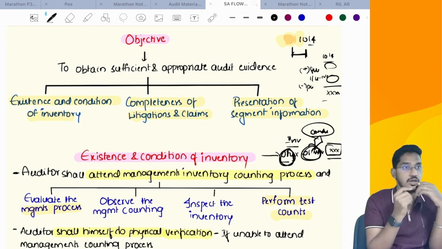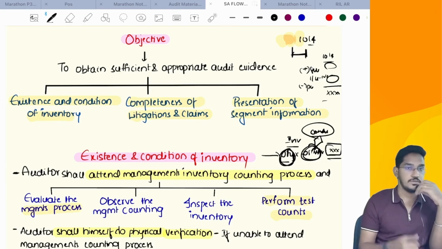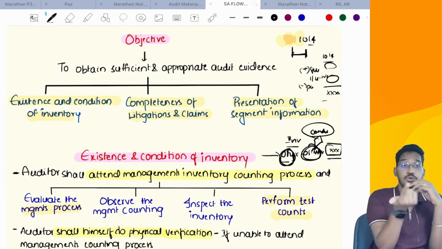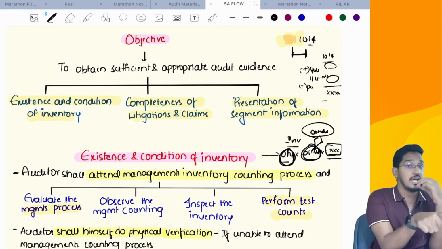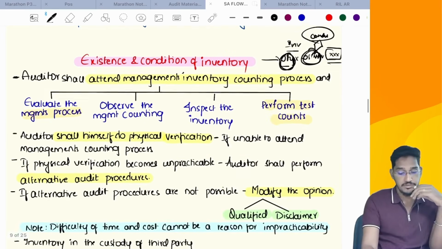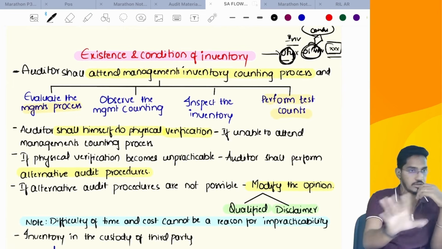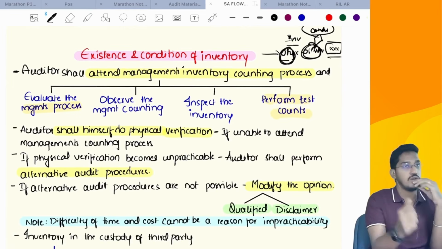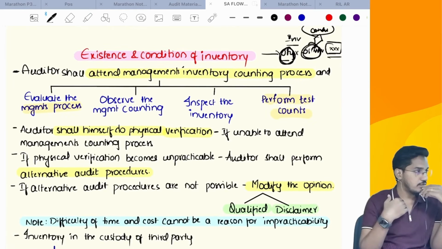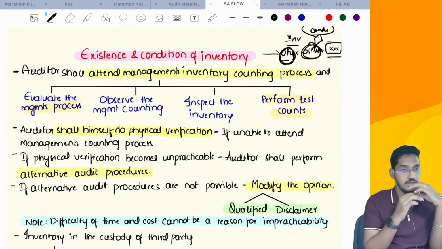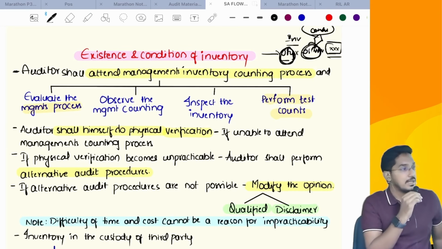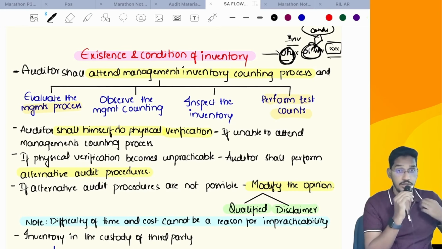Then in case you are unable to attend the inventory counting process by the management, later you thought of attending, but it has become highly impracticable for you to attend that inventory verification process. You did not go when the management invited. You thought, okay, I will go after some time on my own with my team and do the test count. But that has become highly impracticable now. You are unable to do it.